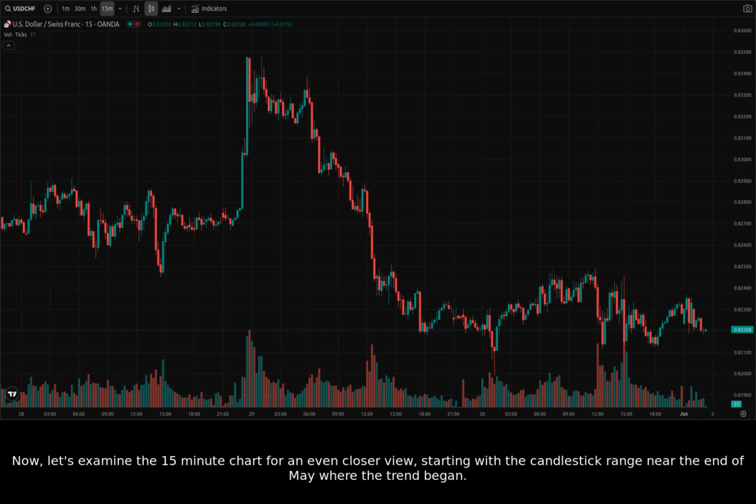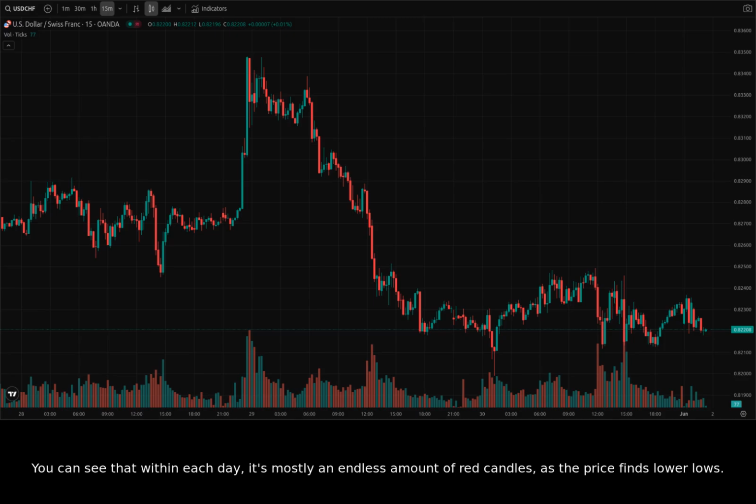Now, let's examine the 15-minute chart for an even closer view, starting with the candlestick range near the end of May where the trend began. You can see that within each day, it's mostly an endless amount of red candles as the price finds lower lows. Zooming in, we can see support forming at 0.821 to 0.822, where price is having difficulty falling below on May 30th. Based on this chart, if it breaks below 0.821, there may be more downside. However, if it maintains this level or breaks upward from 0.823, it may see a short rally.